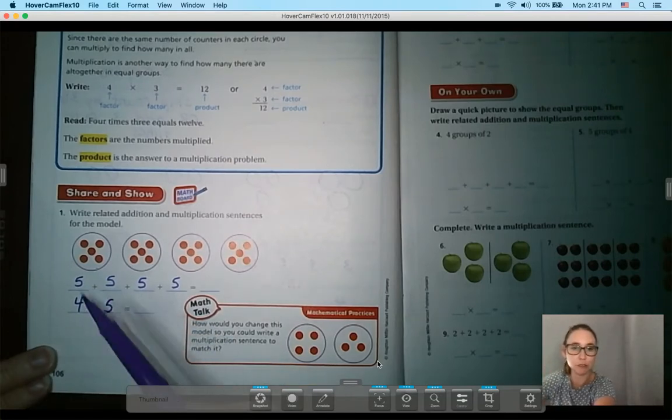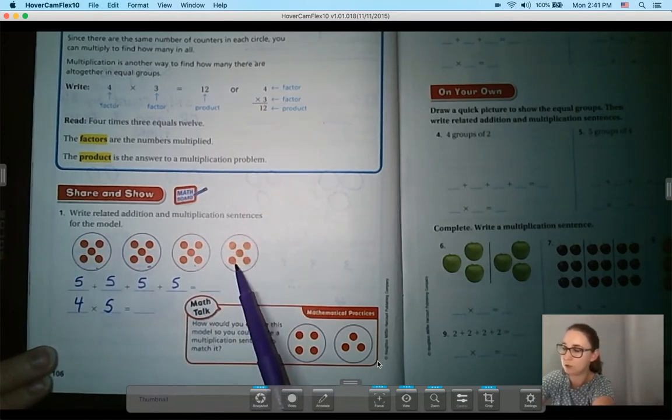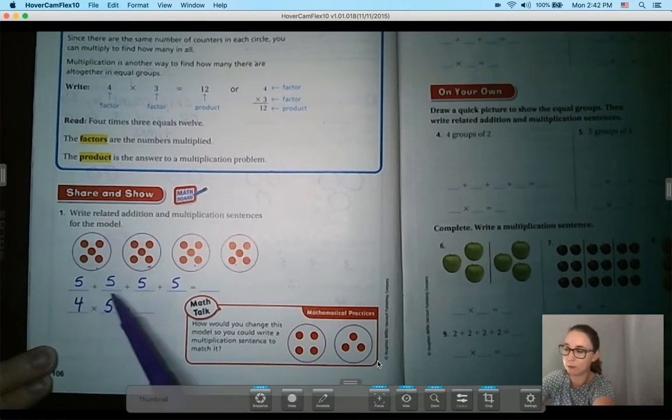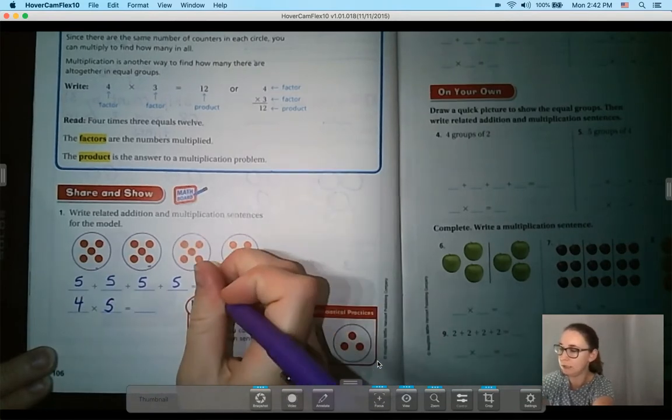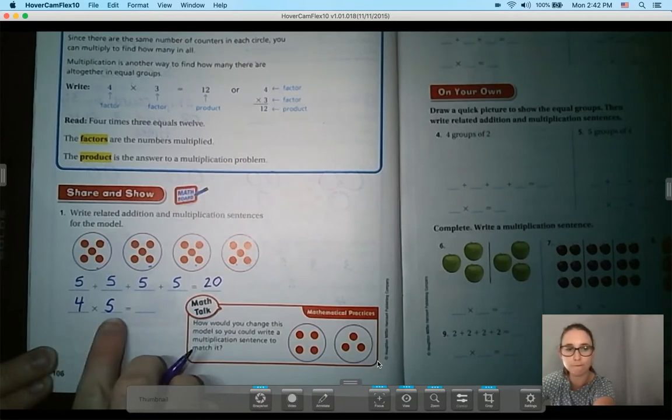And one way I can do this is I can skip count by 5s, 5, 10, 15, 20, or I can just add them all together and I get 20. So I know that 4 times 5 equals 20.